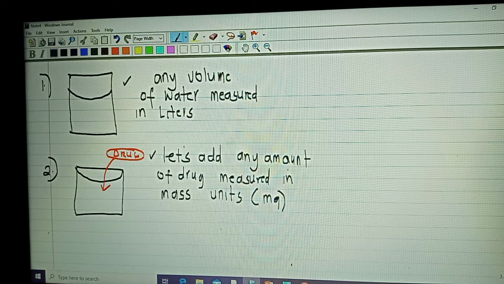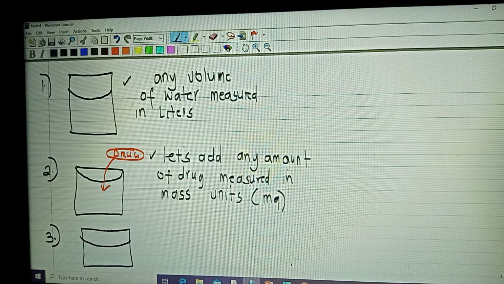Okay. So what happens next? Number 3. Okay, you have to follow the figure. Now, in figure number 1, that is any volume of water measured in liters. And then we add a particular drug that is measured in milligram. So once we add amount of drug to specific amount of water, we now have a concentration of drug in solution.